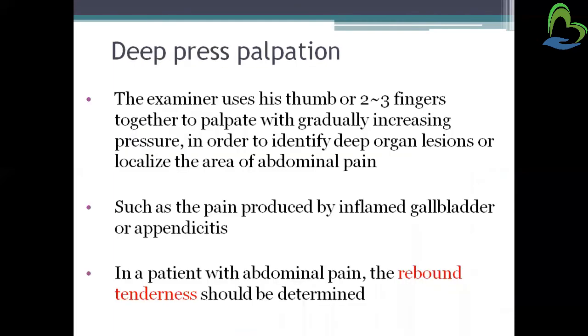Then deep press palpation. The examiner uses the thumb or fingers together to palpate with gradually increasing pressure, in order to identify deep organ lesions or localize the area of abdominal pain, such as the pain produced by an inflamed gallbladder or appendicitis. You all may be very familiar with appendicitis too. So in a patient with abdominal pain, there will be rebound tenderness.